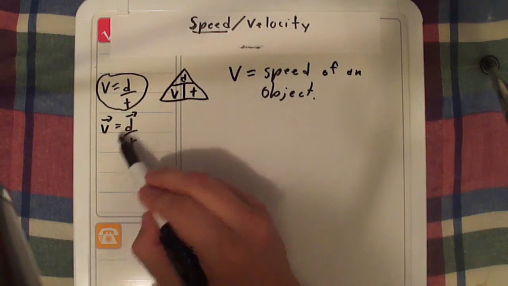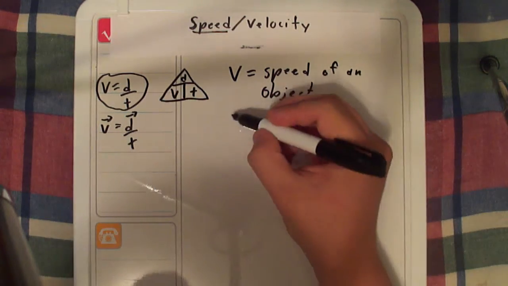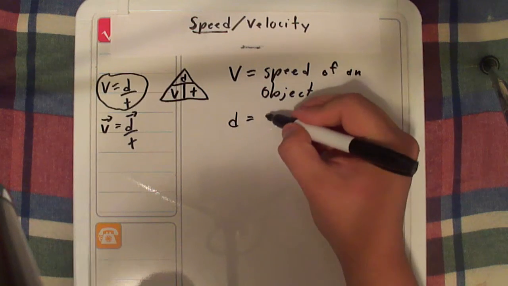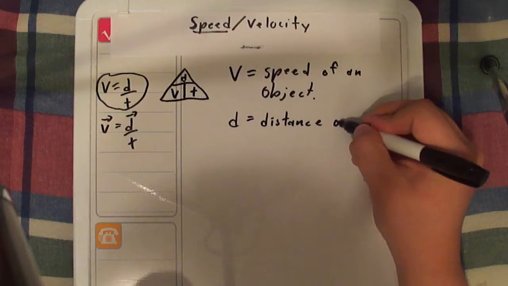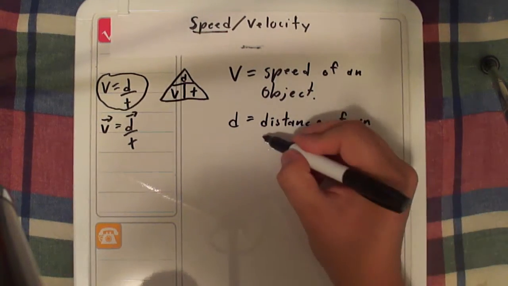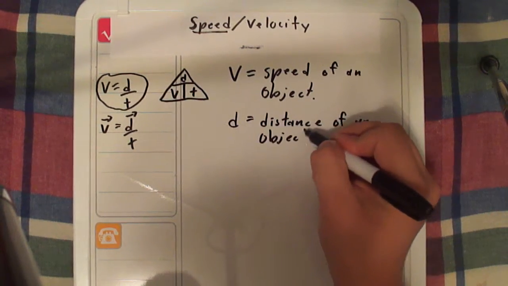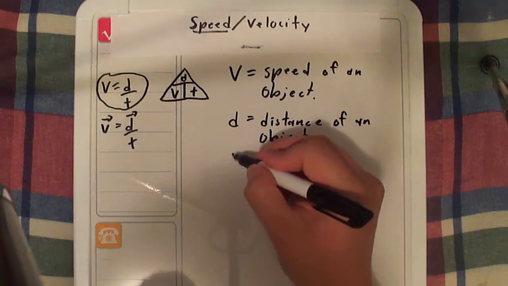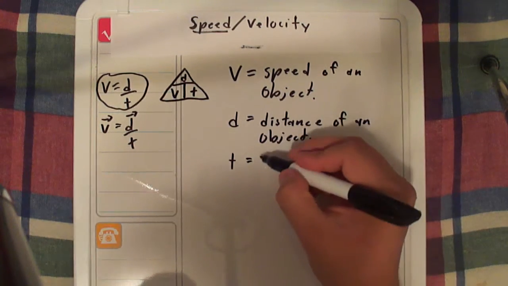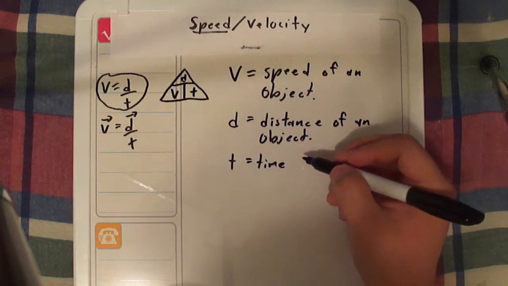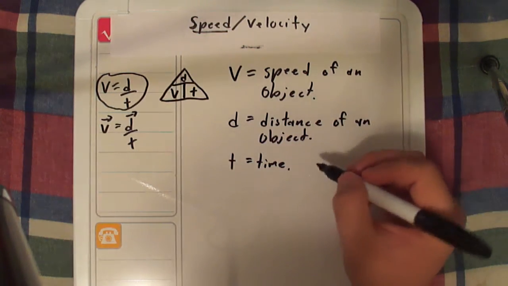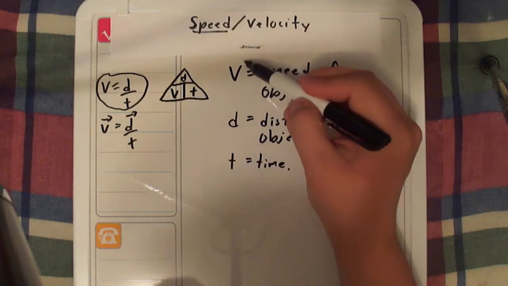You also see, I shall talk about this in a while. D equals distance of an object. Sorry, my writing is really bad. T is the time. I'll leave it at time. Just works better. Anyway, so those are my three variables.